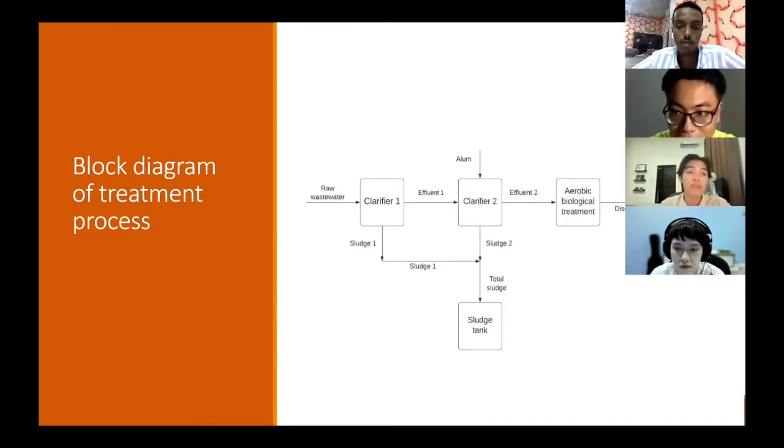Effluent is then fed into clarifier number 2, where the chemical treatment commences. Alum is added as a coagulant, which forms chemical sludge in addition to the sludge formed by suspended solids. The sludge from clarifier number 1 joins the sludge from this clarifier and ends up in a sludge tank. Effluent is then fed into the biological treatment process where the BOD, the biological oxygen demand, is reduced by microbes and water is discharged.